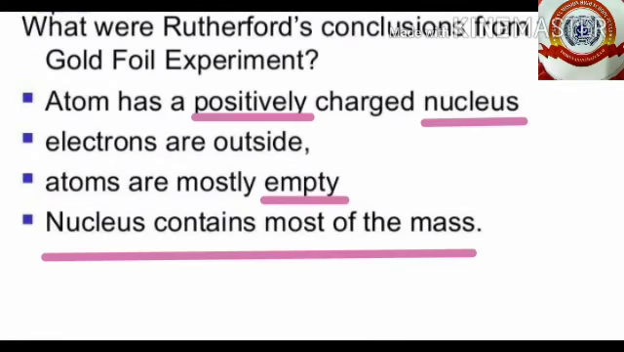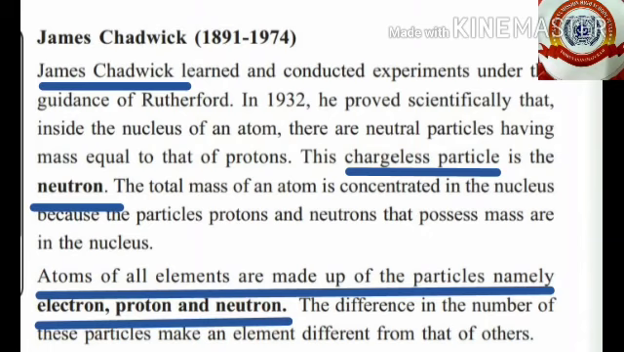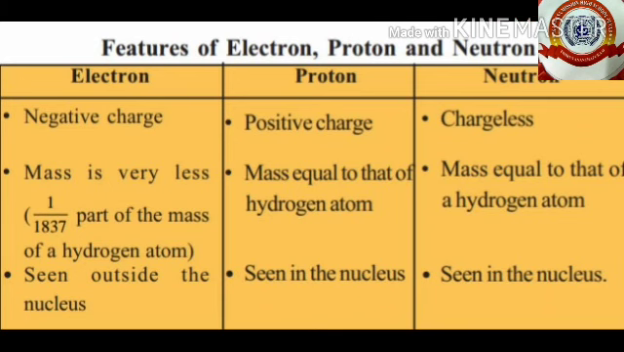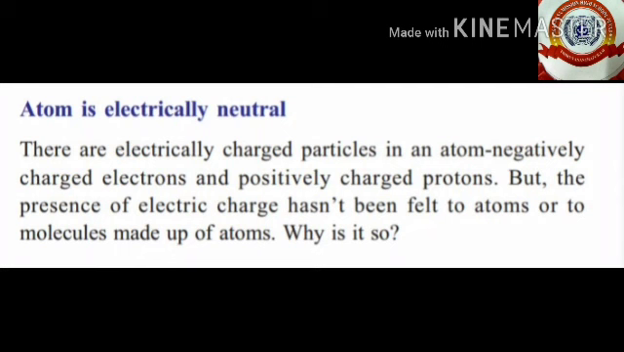So children, let's summarize what we learned today: the observations and inferences of Rutherford's gold foil experiment, then the discovery of the neutron by James Chadwick, the features of fundamental particles like electron, proton and neutron in an atom, and the reason an atom is said to be electrically neutral.